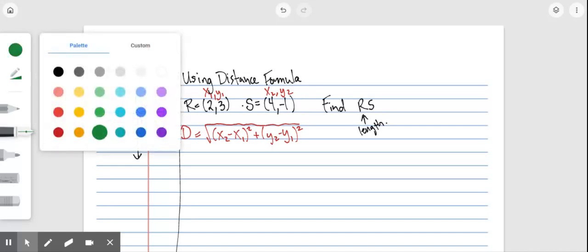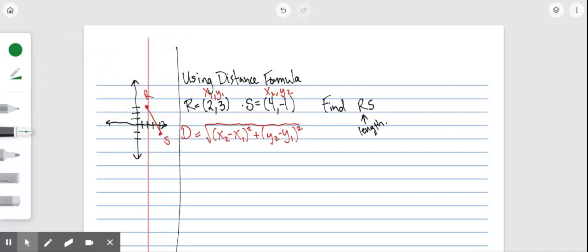Okay, so we're going to start by plugging these things in. I'm going to keep that square root sign, and I'm going to plug it in. So x2 is 4. x1 is 2. Square that. Plus y2 is -1. y1 is 3. Square that. Okay, so now I've got my distance formula with the numbers plugged in. Again, if you have any questions, please ask them.